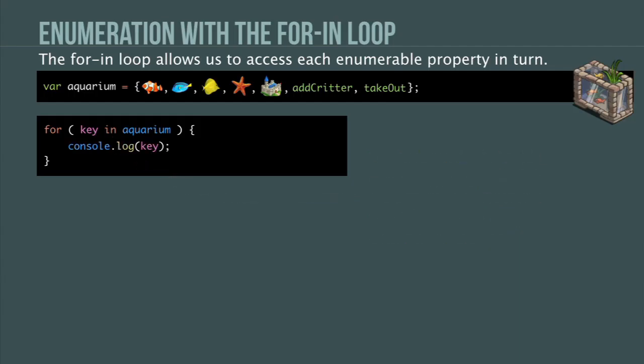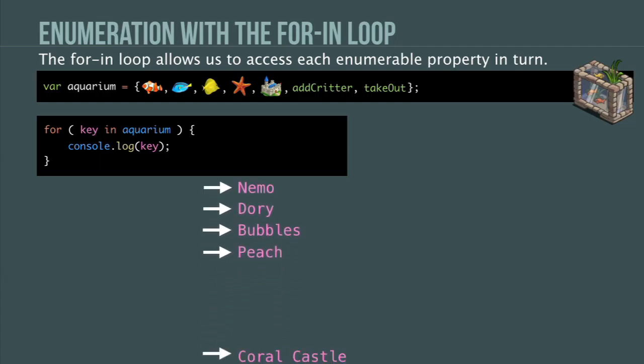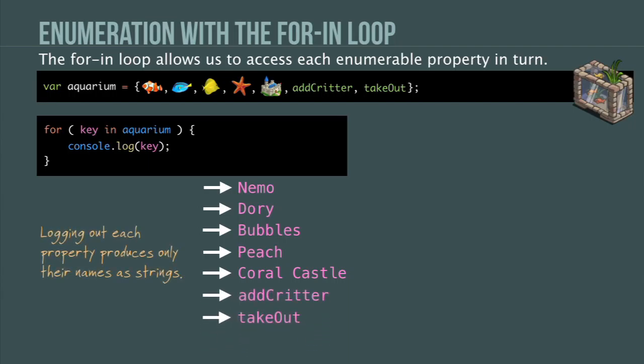Now, if we were to log out each of these keys, which you know are just property names, we would get Nemo, Dory, Bubbles, Peach, Coral Castle, add critter, and lastly, take out. Something to note here is that our word key is not any special keyword or anything. We could use whatever name we want before the in keyword to refer to each property inside the object, such as, say, item, or even the letter P for property, or any real intuitive word that you like. Think of it like a parameter that points only to the string names of the properties. The cool thing is that it's a name you get to create. For now, though, we're going to go ahead and stick with key since it's an often used word to describe the name of a property within an object.